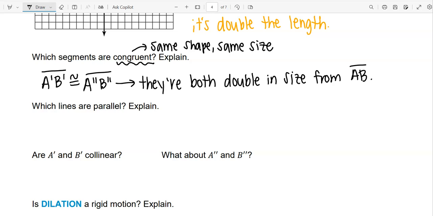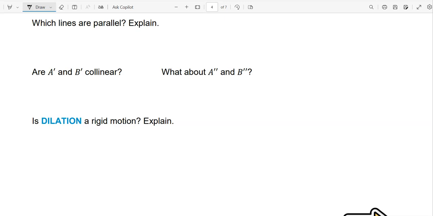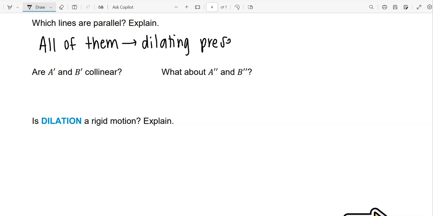Which lines are parallel? There's a way you can get around the notation here if you're clever. Is AB parallel to anything? The original? Do it. A prime, B prime. Is A prime, B prime parallel to anything else? A double prime, B double prime. So they all are. All of them. And the reason for that, dilating preserves slope. It also preserves something else that has to do with slope.